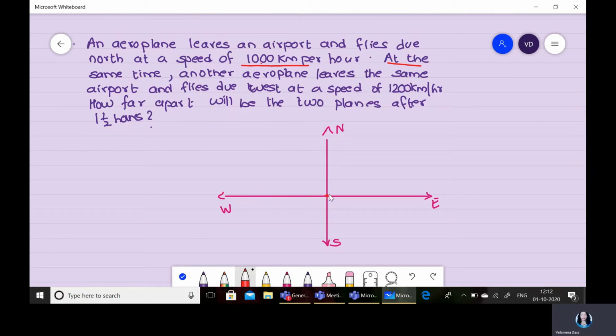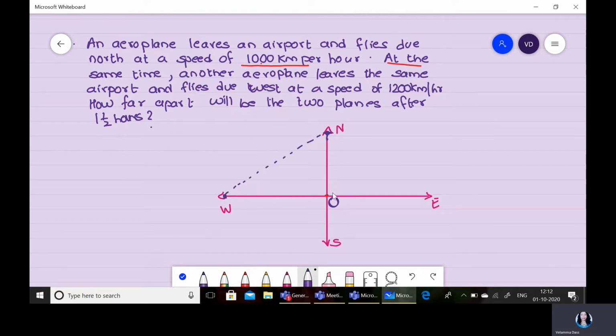So I have just drawn the direction, so that it's very easy for us. Let's take the point of intersection as O, and we all know that when they are flying here, they will form a right angle triangle. Let's assume the aeroplane which is flying from this point O in the north and the west, they start. After 1.5 hours, suppose the plane reaches the point N, and the other plane reaches the point W. Then we have to find out NW.